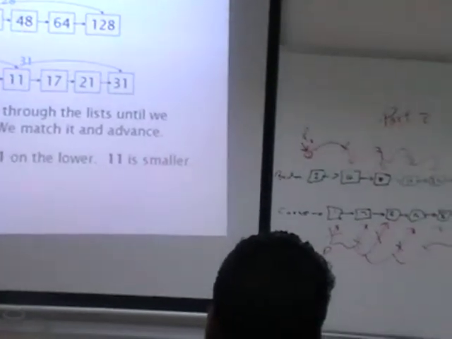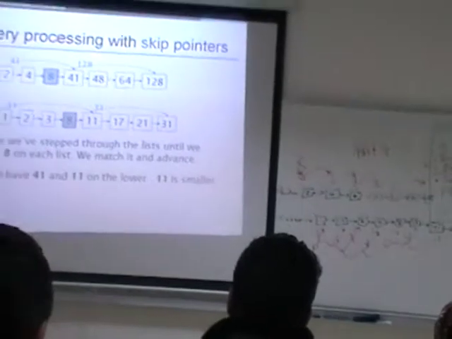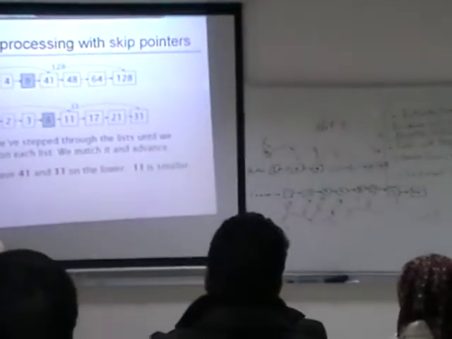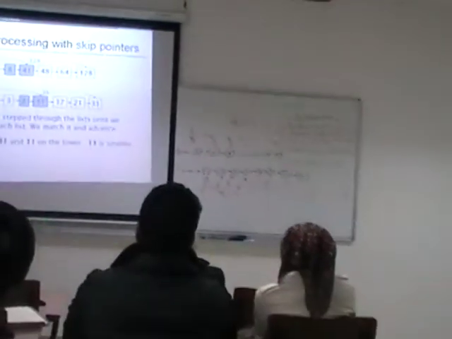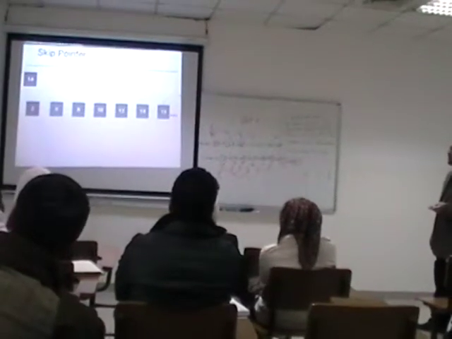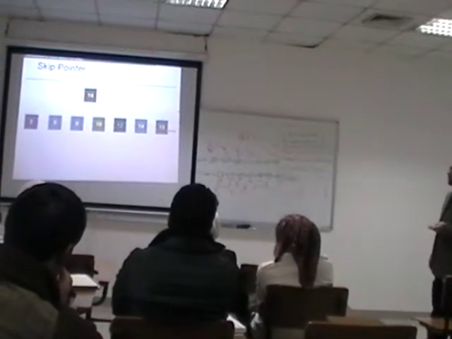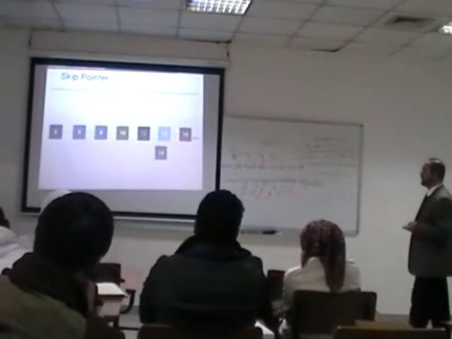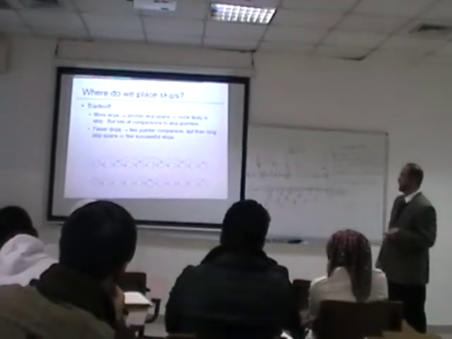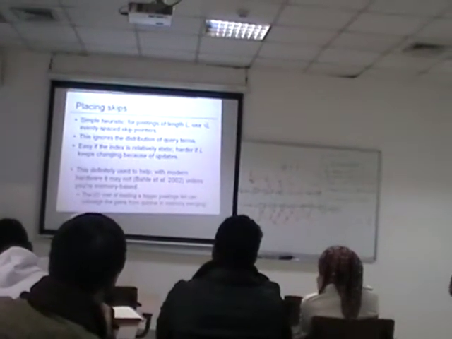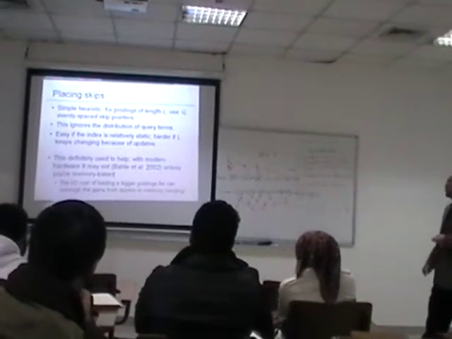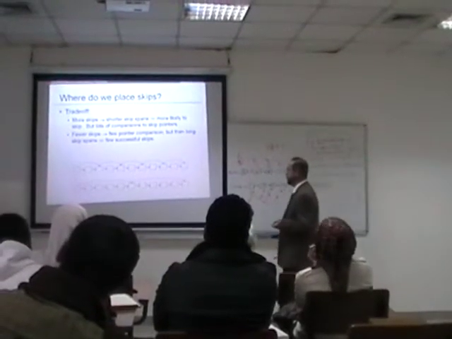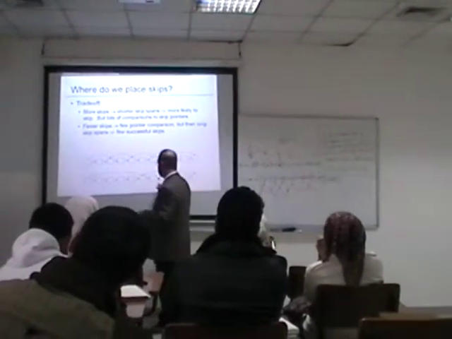Now the question is, where do we put the skip pointers? How many nodes do we skip? 2 or 5 or 7? There is a heuristic, basically, we'll come back to this in a minute. There is a heuristic that says that we do square root of L, where L is the length of the posting list. So if we have a posting list of, for example, here I think it is 16.